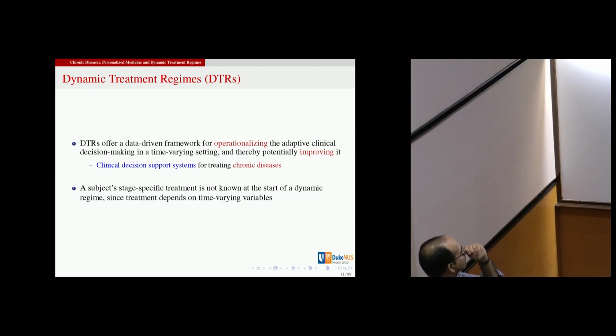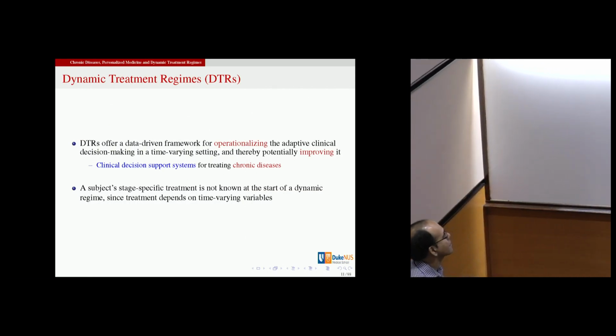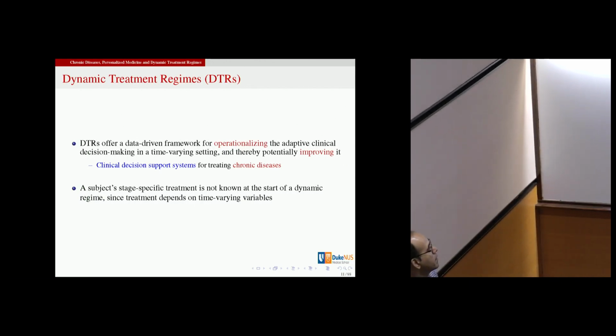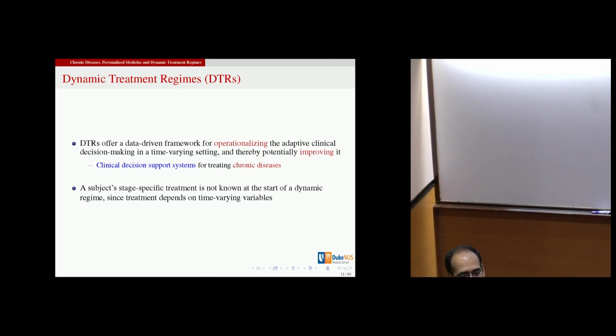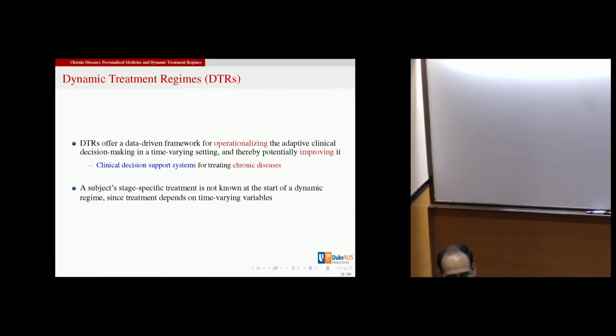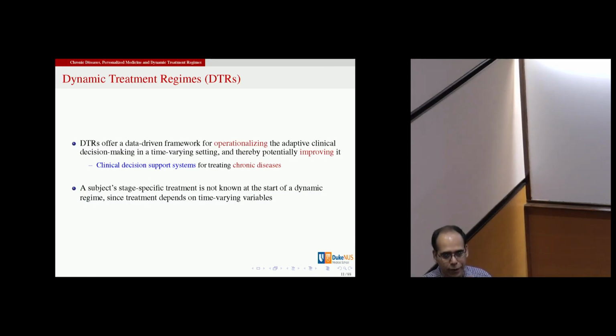Okay. Another thing to note here, and I'll illustrate this point a bit more, is that a subject's stage-specific treatment recommendation is not known at the start of a dynamic regime, since treatment depends on time-varying variables. So these dynamic treatment regimes are rules, but not the treatment recommendation as such, just yet. It just gives a rule that if certain things happen, then give treatment A, or if certain things happen in a different way, then give treatment B. But it does not tell you A or B at the very beginning.